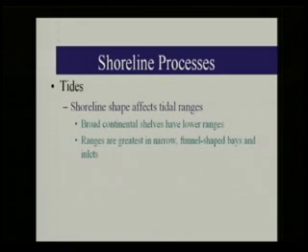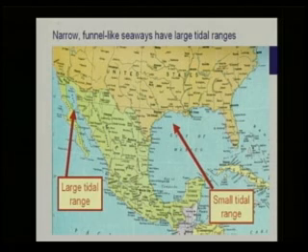Let's look at a map of the United States. Here we have the Gulf of Mexico, a broad continental shelf, so we would expect to see a smaller tidal range compared to, look at right off of California, Baja California, in that inlet, there is a large tidal range.